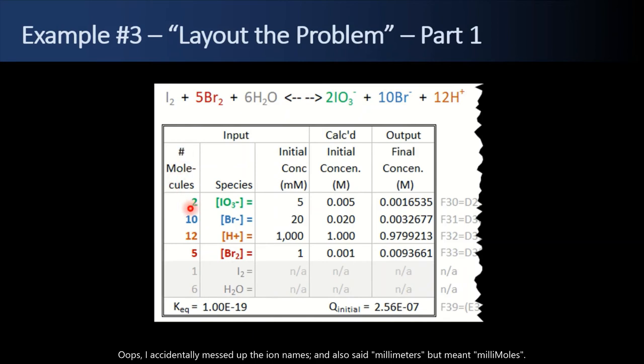So how many molecules? Well, there's 2 of this IO3 minus, and there's an initial constant. We'll talk about that in a minute. There's 10 of the bromide ions after the reaction starts, and then there's 12 hydrogen ions. And on the left side, there's 5 bromide ions. So I'm setting up by the count of the molecules and then the molecule name. Actually, I should have just done that. So there's our 5 BRs, our 2 IOs, our 10 BRs, and our 12 Hs.